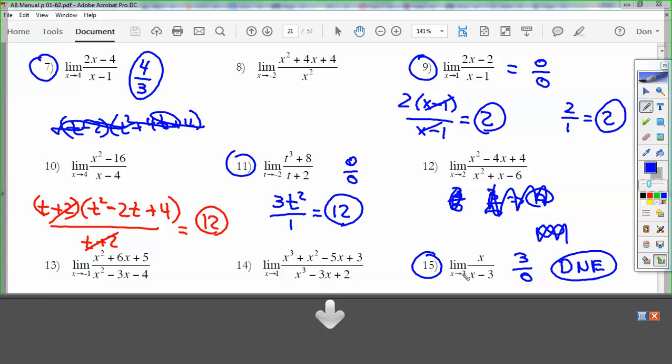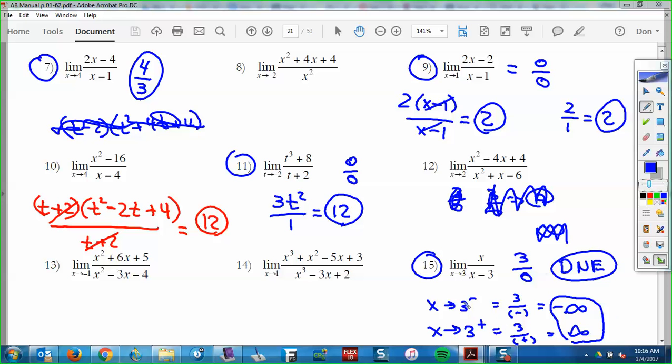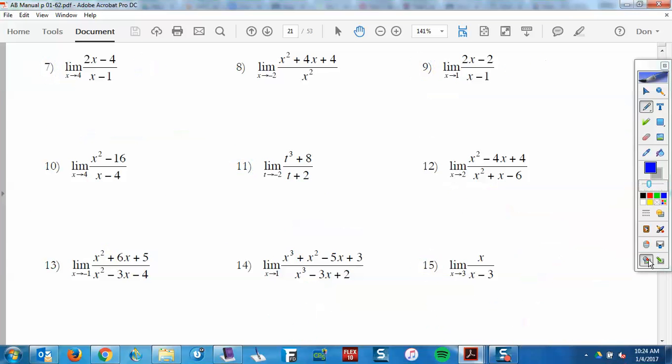We're doing x approaches 3, so we have to check the left of 3 and the right of 3. What happens is 2.999 to the left of 3 gives you a real small negative, and 3.001 gives you a real small positive. So what you get is negative infinity on the left, positive infinity on the right. So what we have is a vertical asymptote at 3. We've got it going down there, we've got it going up there. Okay? So that's what we would want to write for that one. Okay, just a couple more here.